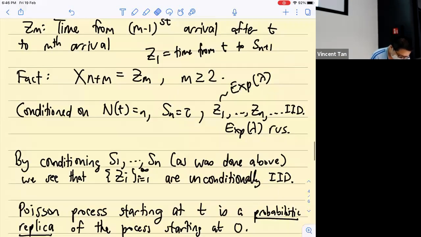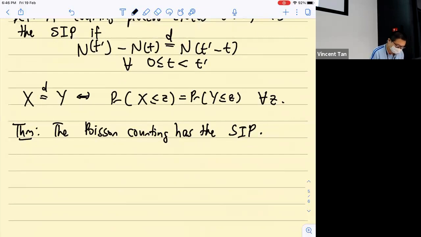Okay. All right, so we proved the SIP. So, all right, so notation.